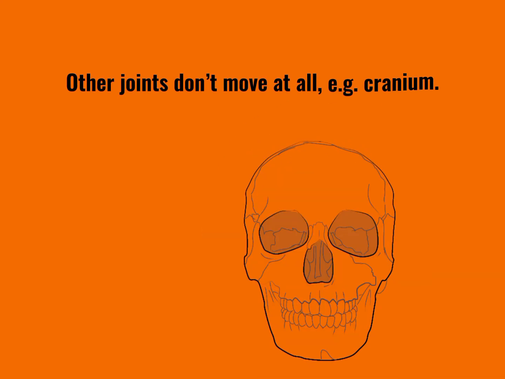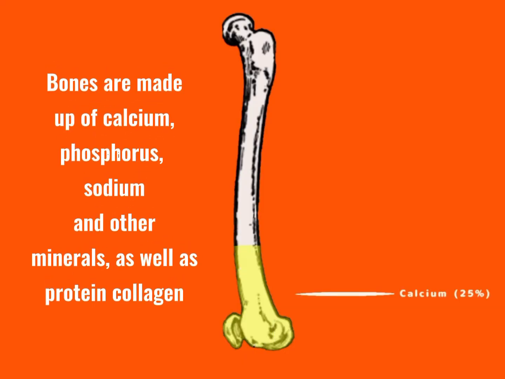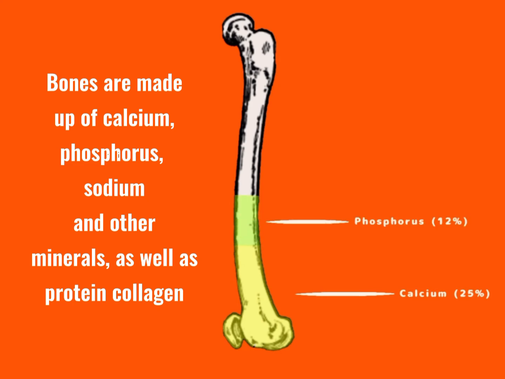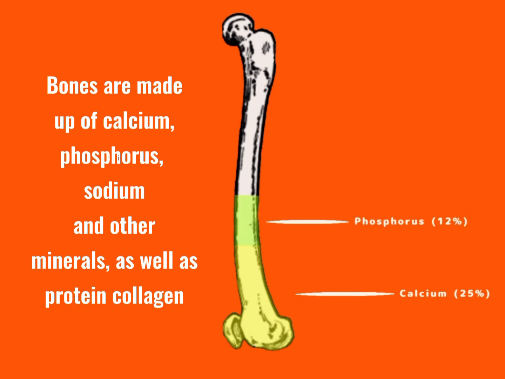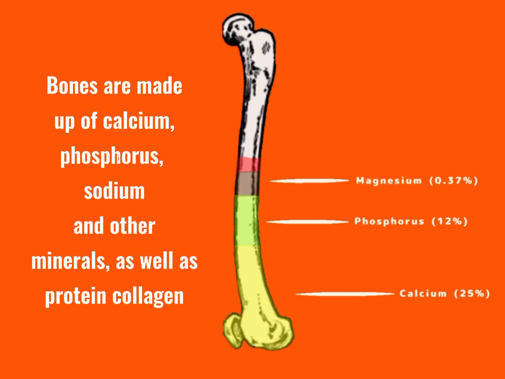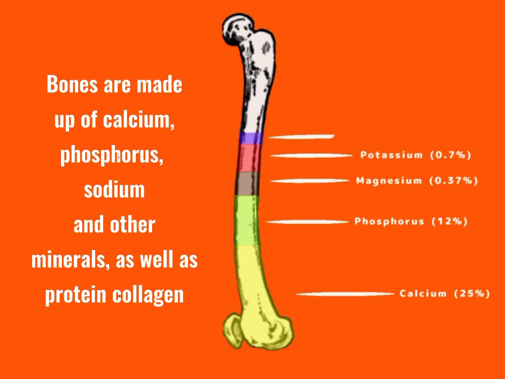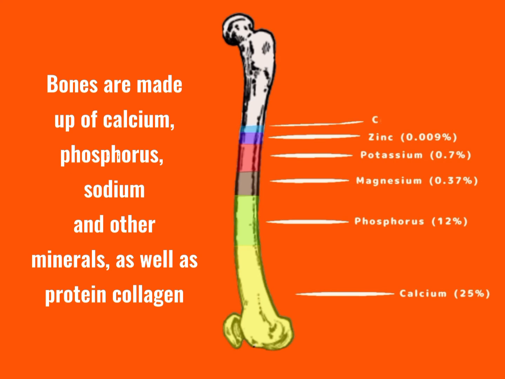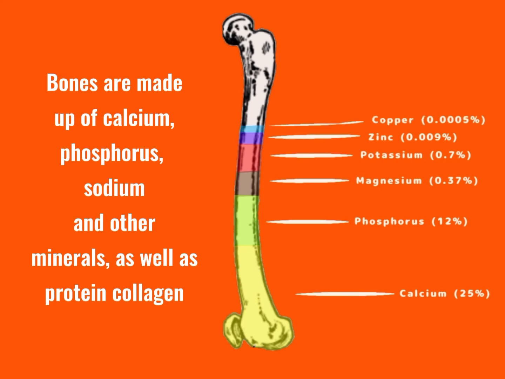The entirety of the skeletal system is composed of a framework of proteins and minerals such as calcium, phosphorus, magnesium, potassium, zinc, copper, and protein collagen. Calcium is the most important mineral for bone health. However, the other minerals play an important role as well. The good news is that a balanced diet provides adequate nutrients for most people without the need for expensive supplementation.